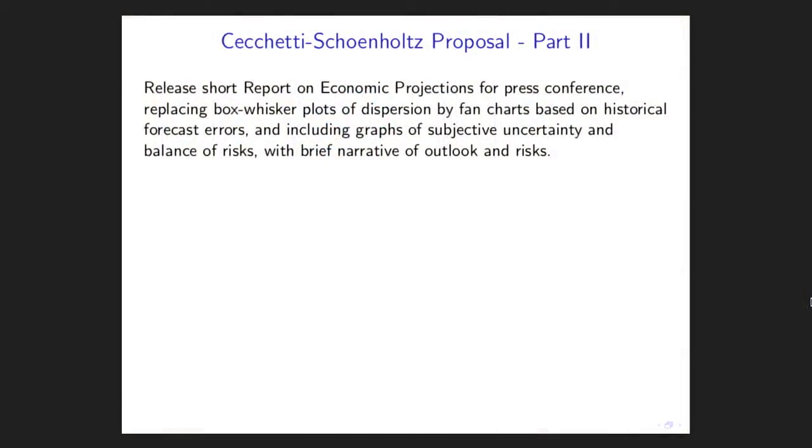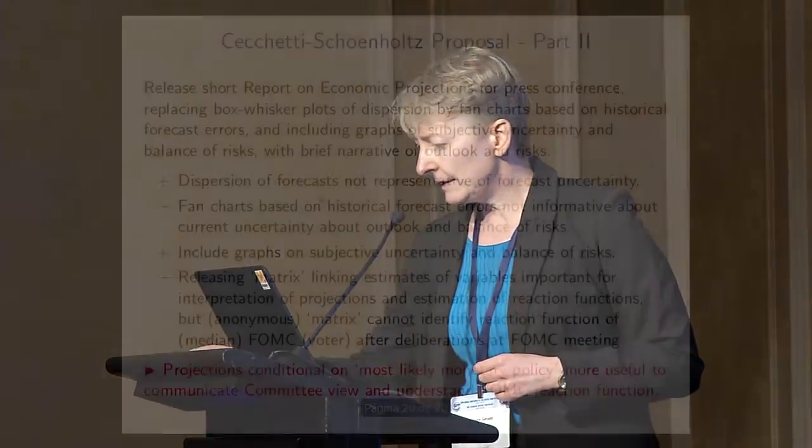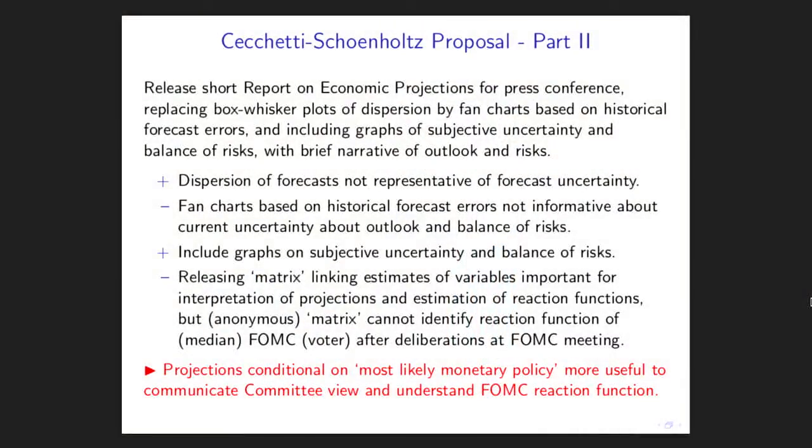So what does the paper propose in this respect? They suggest to release a short report on economic projections for the press conference, replacing the box-whisker plot of dispersion by fan charts that are based on historical forecast errors, including graphs of subjective uncertainty and balance of risk and a brief narrative of the outlook and risks. So my view on this is that I think it's very useful to put the focus more on forecast uncertainty than the dispersion of forecasts, because forecast dispersion is not representative of forecast uncertainty.